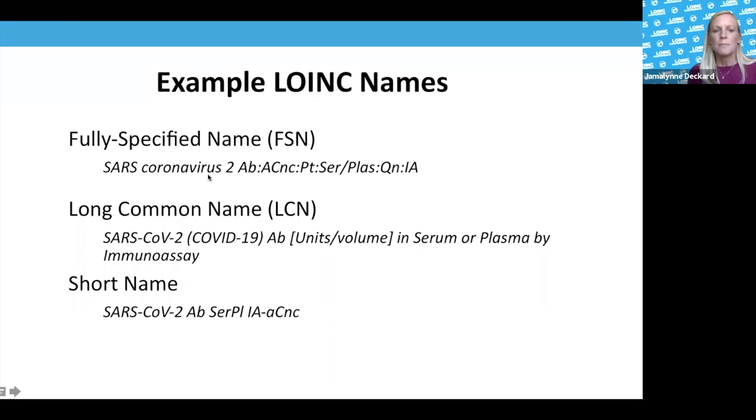We're going to go over the details of each of these pieces, but the fully specified name is essentially each axis of a LOINC term separated by a colon, and that becomes the fully specified name. The long common name is a generated name that we create based on those axes. And then the short name also is a generated name based on those axes.